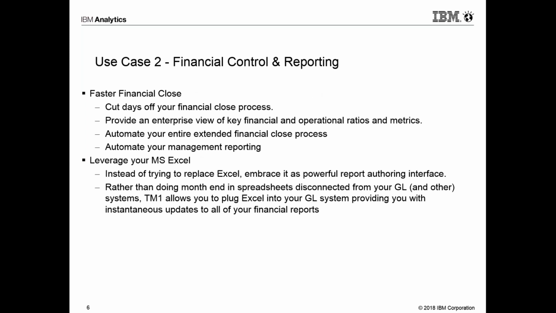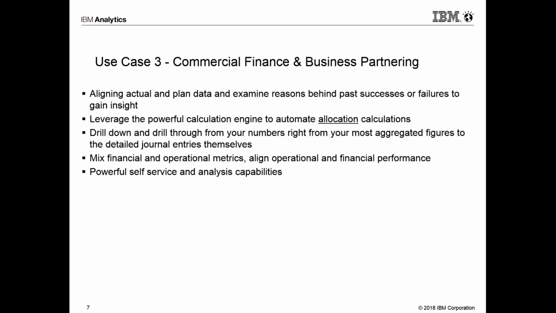Another use case is what ProStrategy called commercial finance and business partnering. This is about aligning the operations of the business and the finance side. So going behind the financial statements, looking at commercial performance by customers, by products, trying to understand who's doing well and who's doing badly, doing some analysis on that. And also allocating large volumes of data. If we have allocations that we want to perform across products, across customers, doing all of that automatically.